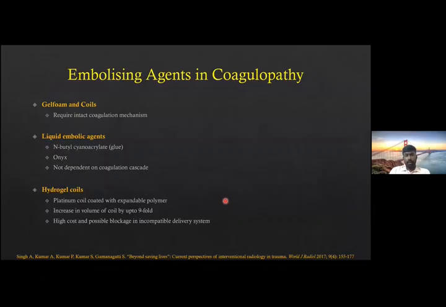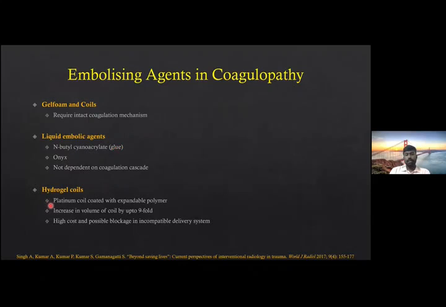Trauma patients can have coagulopathy, they could have undergone multiple blood transfusions, and there is usually a coexistent coagulopathy. In such patients, embolizing agents such as gel foams and coils, which are the workhorse in IR and trauma, are not very effective because they require an intact coagulation mechanism for a clot or thrombus to form around them and reduce the distal perfusion. So in these cases, we can go for glue or Onyx. Again, they have their own disadvantages of non-target embolization.